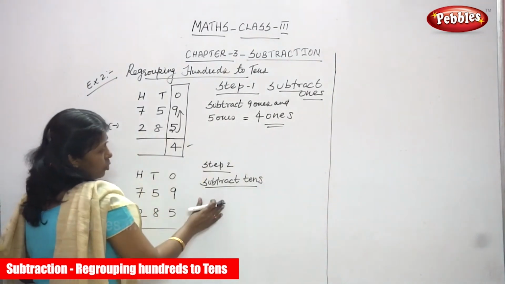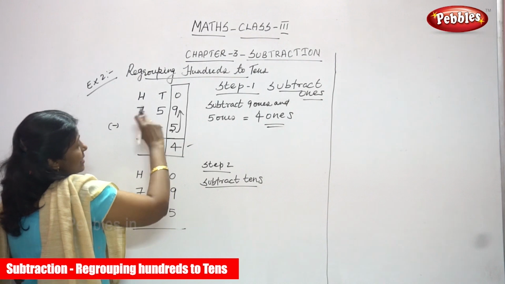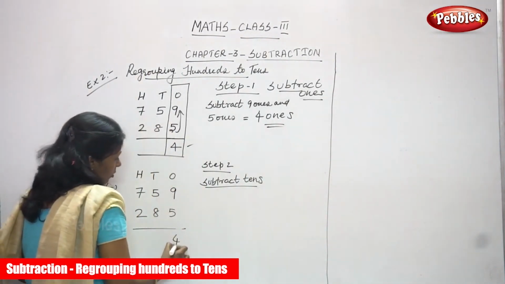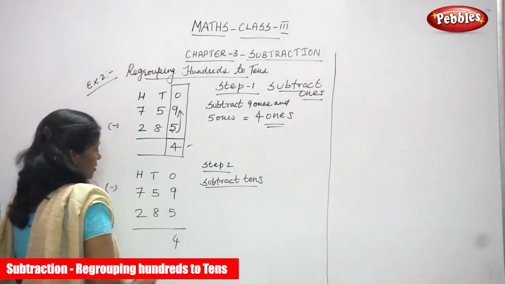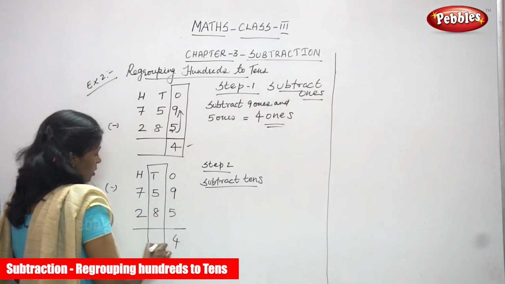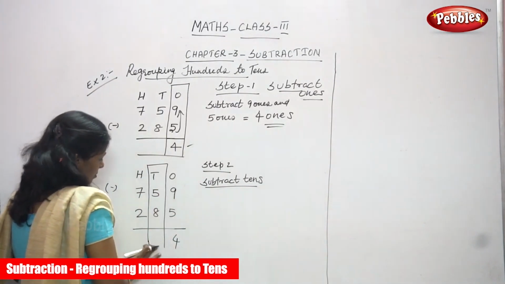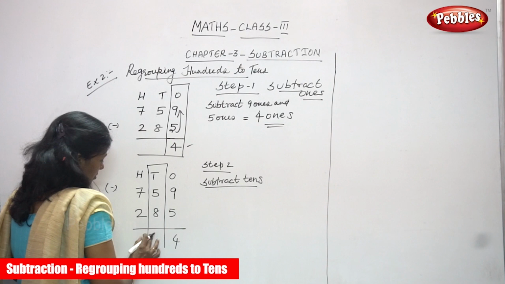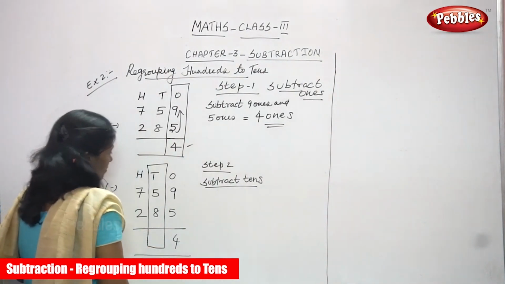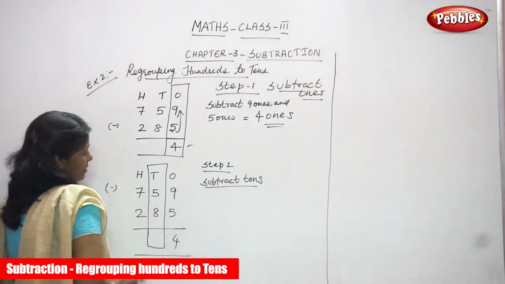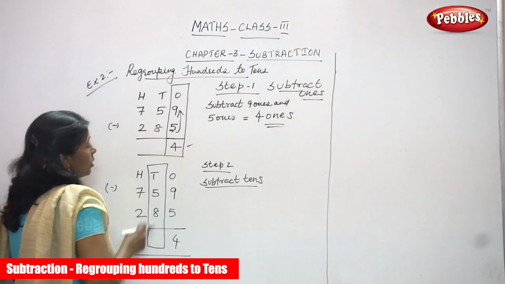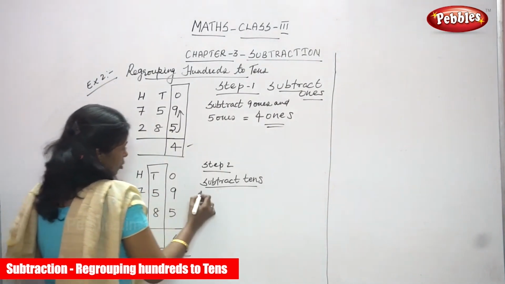Step 2, I have to concentrate on subtracting the tens. The heading is regrouping hundreds to tens. See, the answer you have to write is 4. That is 4 I have written. So now what am I going to focus on? The tens place value. What are the numbers in the tens place? See, that is 5 and 8. So 5 is the lesser number and 8 is the greater number. You can't subtract.